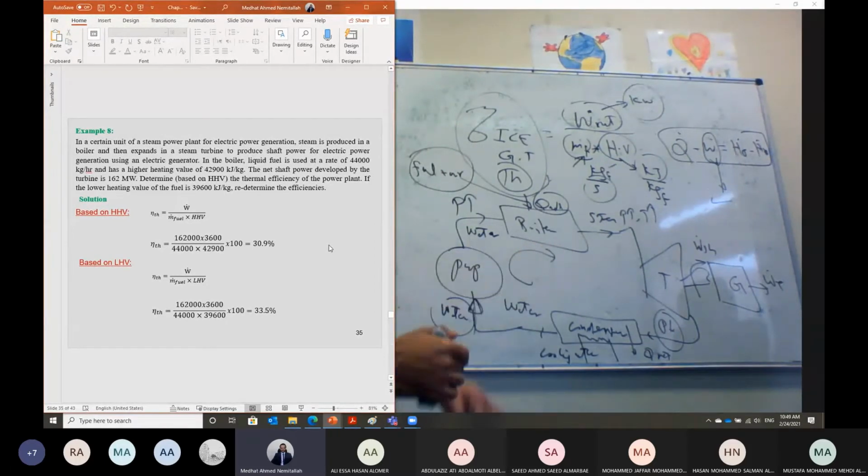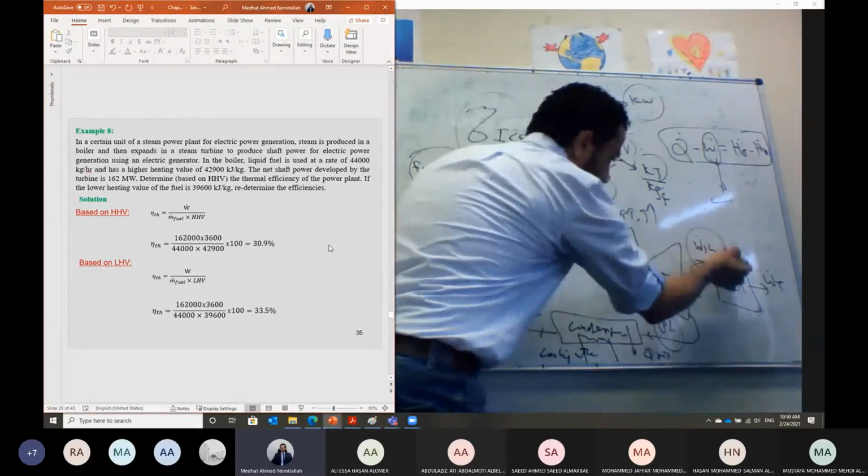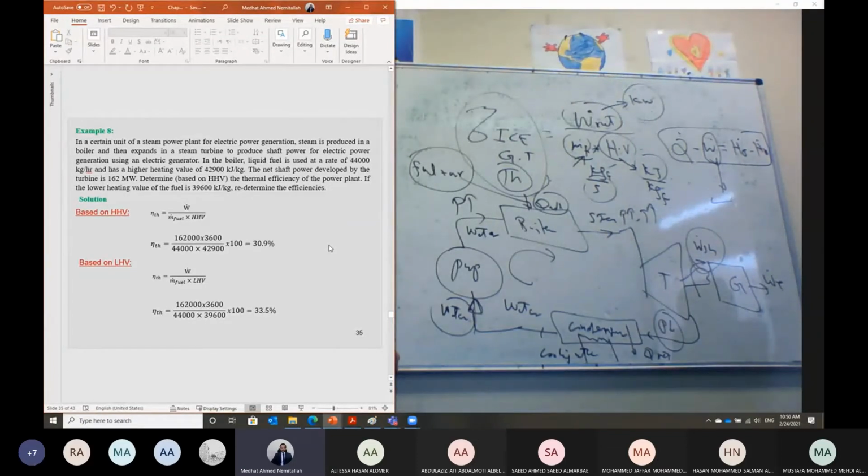In this case, also, the efficiency will equal what? The final output, which is the shaft power or net work output, divided by the initial input to the cycle, to the boiler, which is burning fuel: the mass flow rate multiplied by the heating value of the fuel.